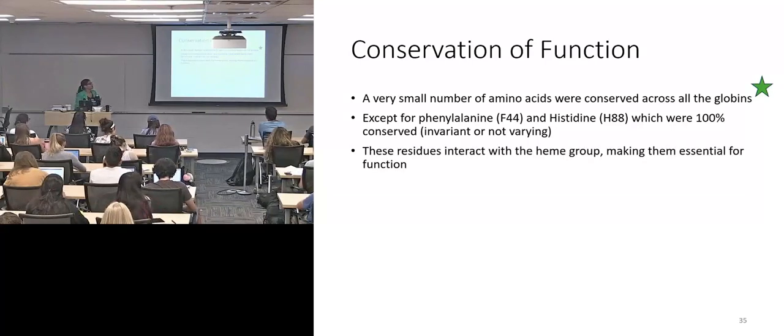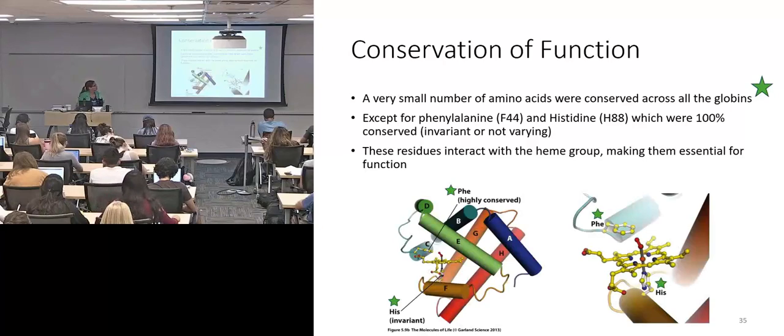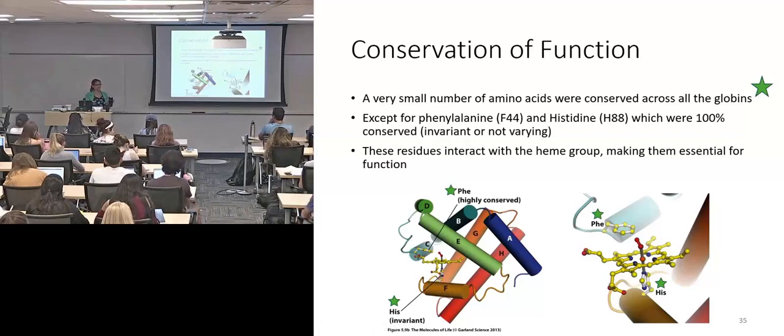Okay? So the reason these have to be in the positions they are and they have to be the residues they are is because they interact with the heme group. They're essential to the function of the hemoglobin or the globin molecule. Okay? And so they're sort of shown here. We have the phenylalanine and we have the histidine. They both interact with the heme group. So where they are located and their ability to interact with the heme group makes them essential. They have to be conserved. But everything else is kind of flexible.